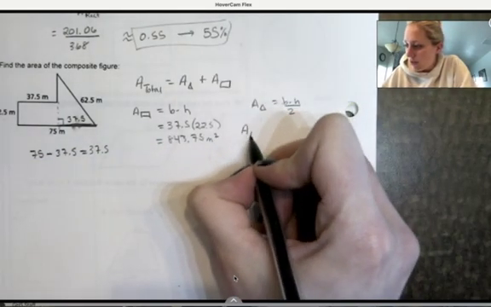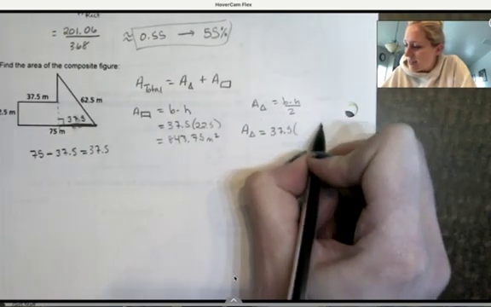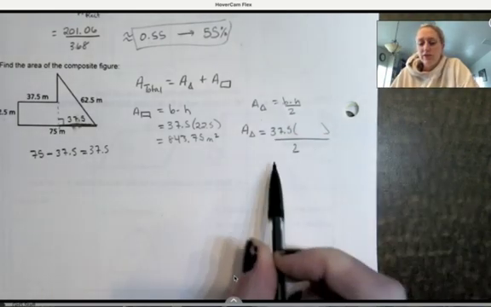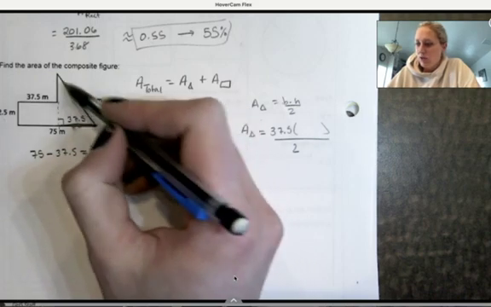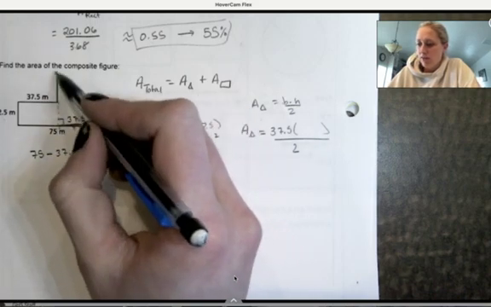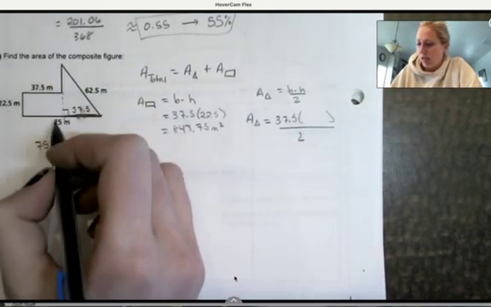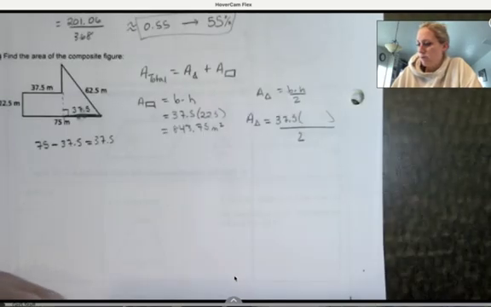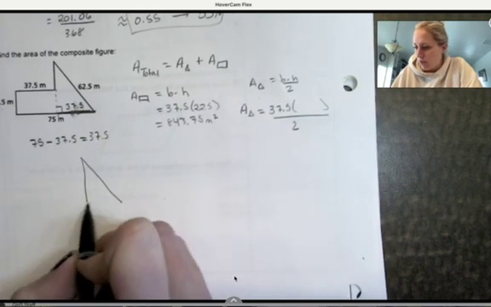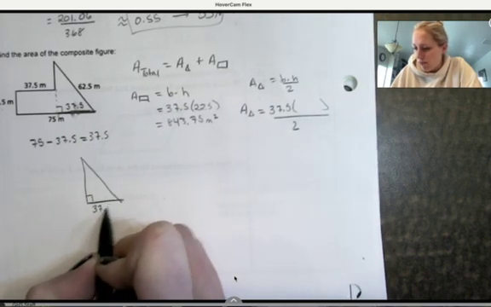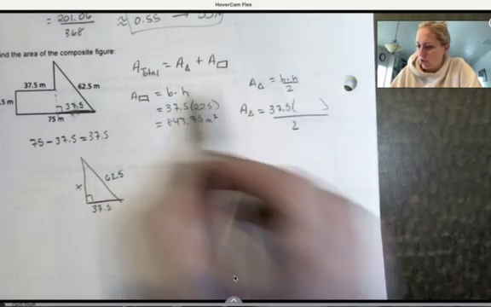Okay, so we have the base. So again, back to my area of the triangle, we have 37.5 as the base, and then divided by 2. Now we need the height. Well, I know 2 of the sides. I know the hypotenuse and one of the legs, and we're trying to find this other leg. So I'm going to use the Pythagorean theorem since it's a right triangle. Okay, so I'm just going to redraw so you guys can see that. So we've got 37.5, 62.5, and I'm going to call the unknown side X since we're using H a couple places.